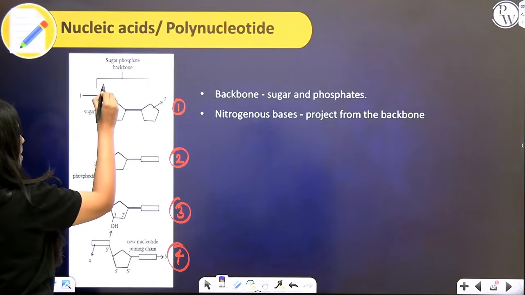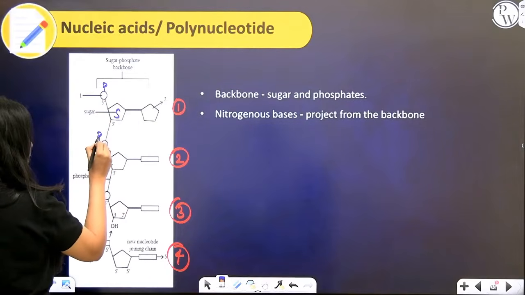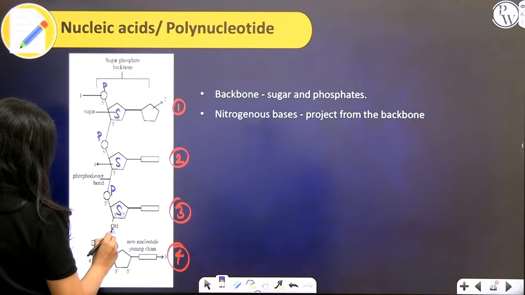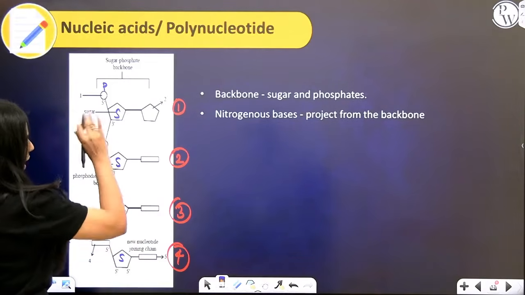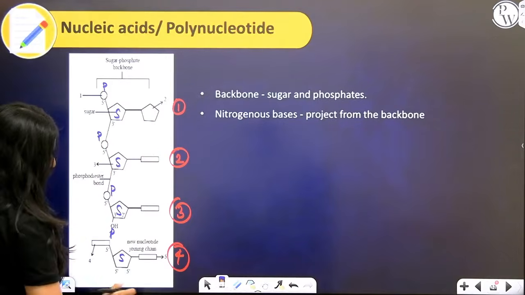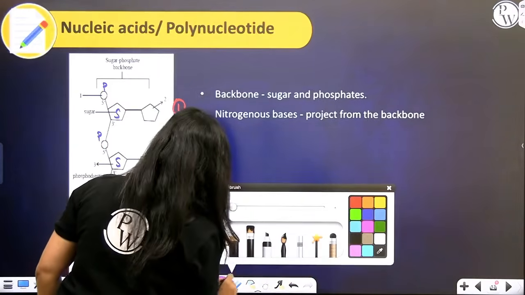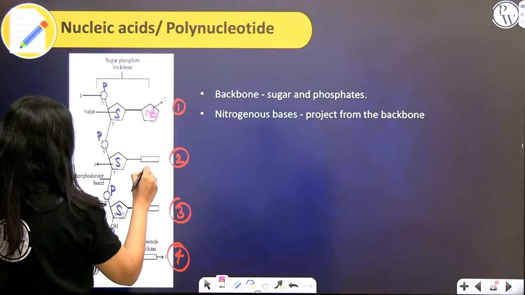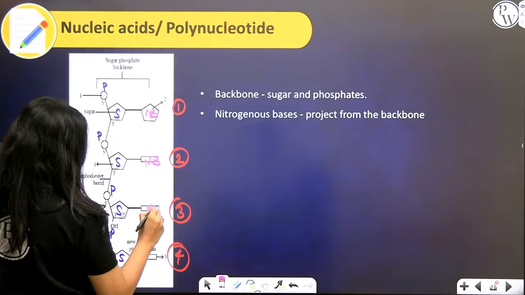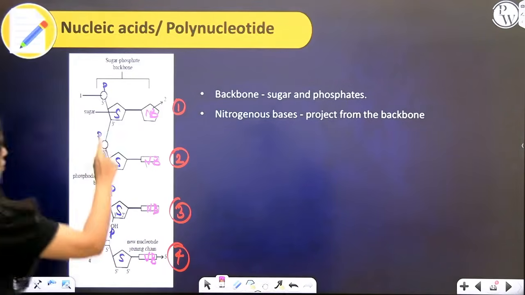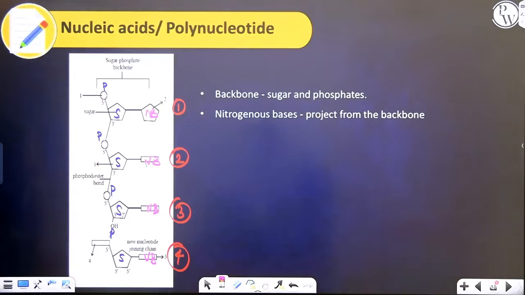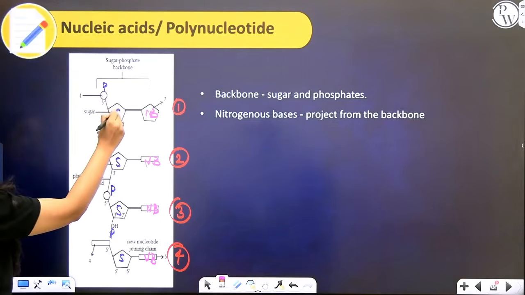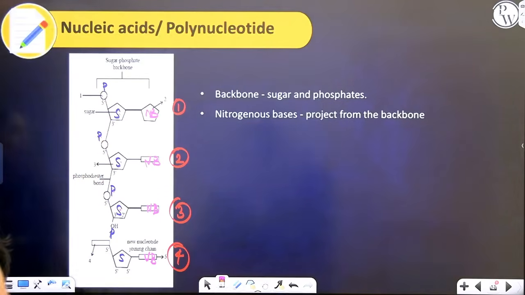This is our phosphate group. Here we have the sugar. This is our phosphate group. Here we have the sugar. You have a phosphate here and a sugar here. Eventually, there will be a phosphate here and a sugar here. Towards the center, projecting inward, you have the nitrogenous bases, right? So here you have nitrogenous base, nitrogenous base, nitrogenous base, nitrogenous base. If you look at this polynucleotide chain, it is very clear that the backbone is made up of phosphate and sugar, phosphate and sugar, phosphate and sugar alternating with each other.